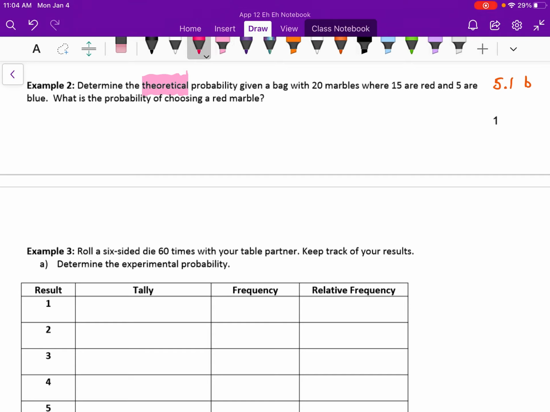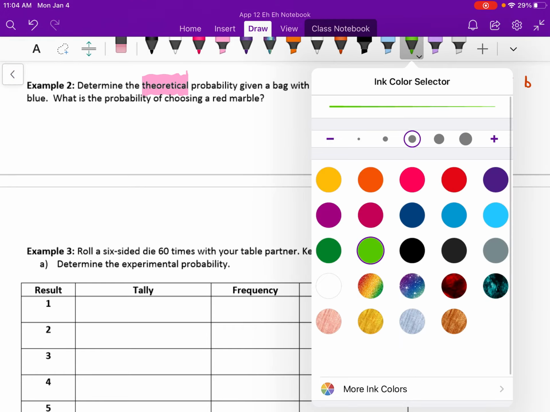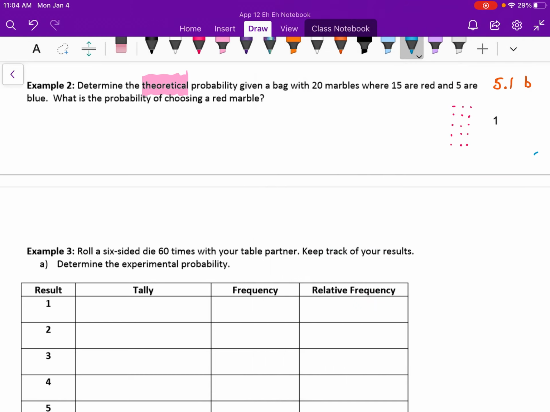So I'm just going to make 15 red. 1, 2, 3, 4, 5. Now I have 3. There's 15 red. And I have 5 that are blue, so I'm going to choose a blue color here. And 5 that are 1, 2, 3, 4, 5. So as you could probably see, you can literally see the probability here.